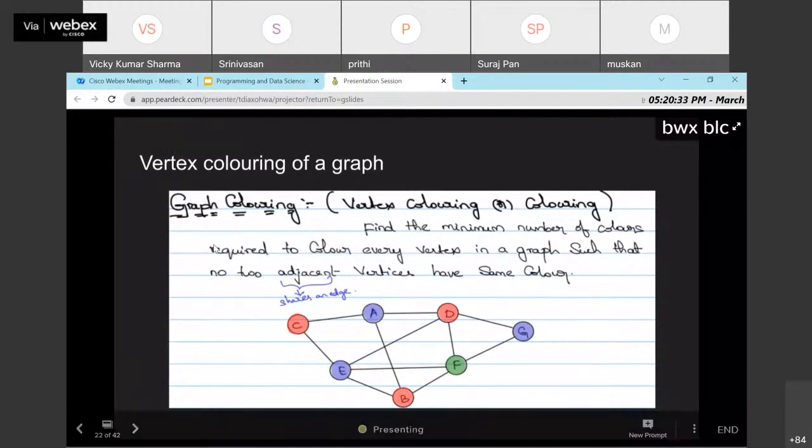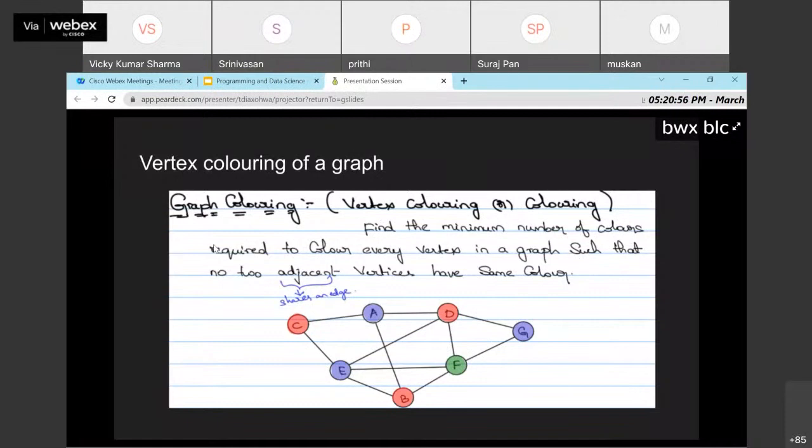I have not taken all the concepts. Again, I'm just taking one concept. Something I'll be discussing here is vertex coloring of a graph. So what do you mean by graph coloring or vertex coloring? What you do here is you find the minimum number of colors required to color every vertex in a graph such that no two adjacent vertices have the same color.